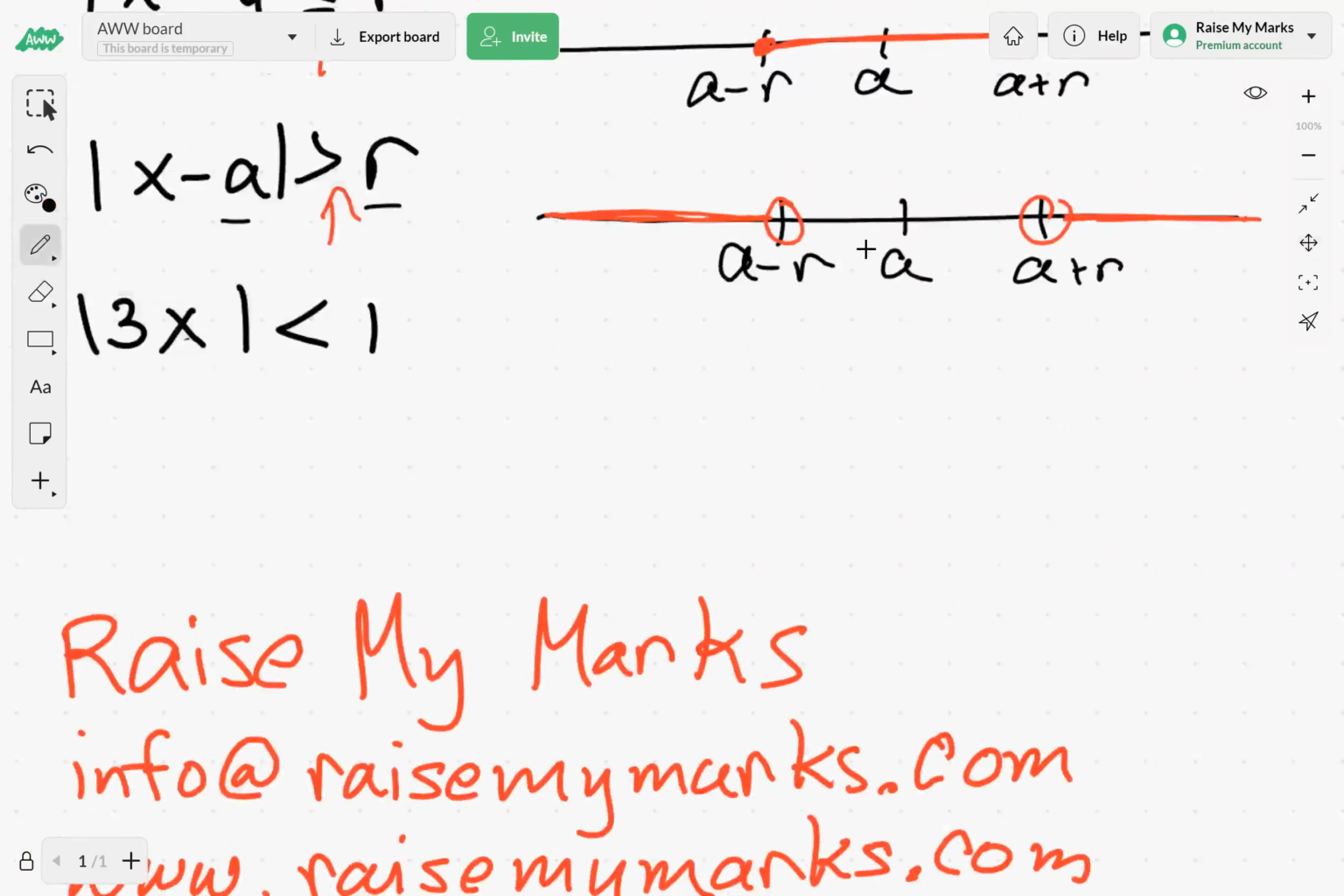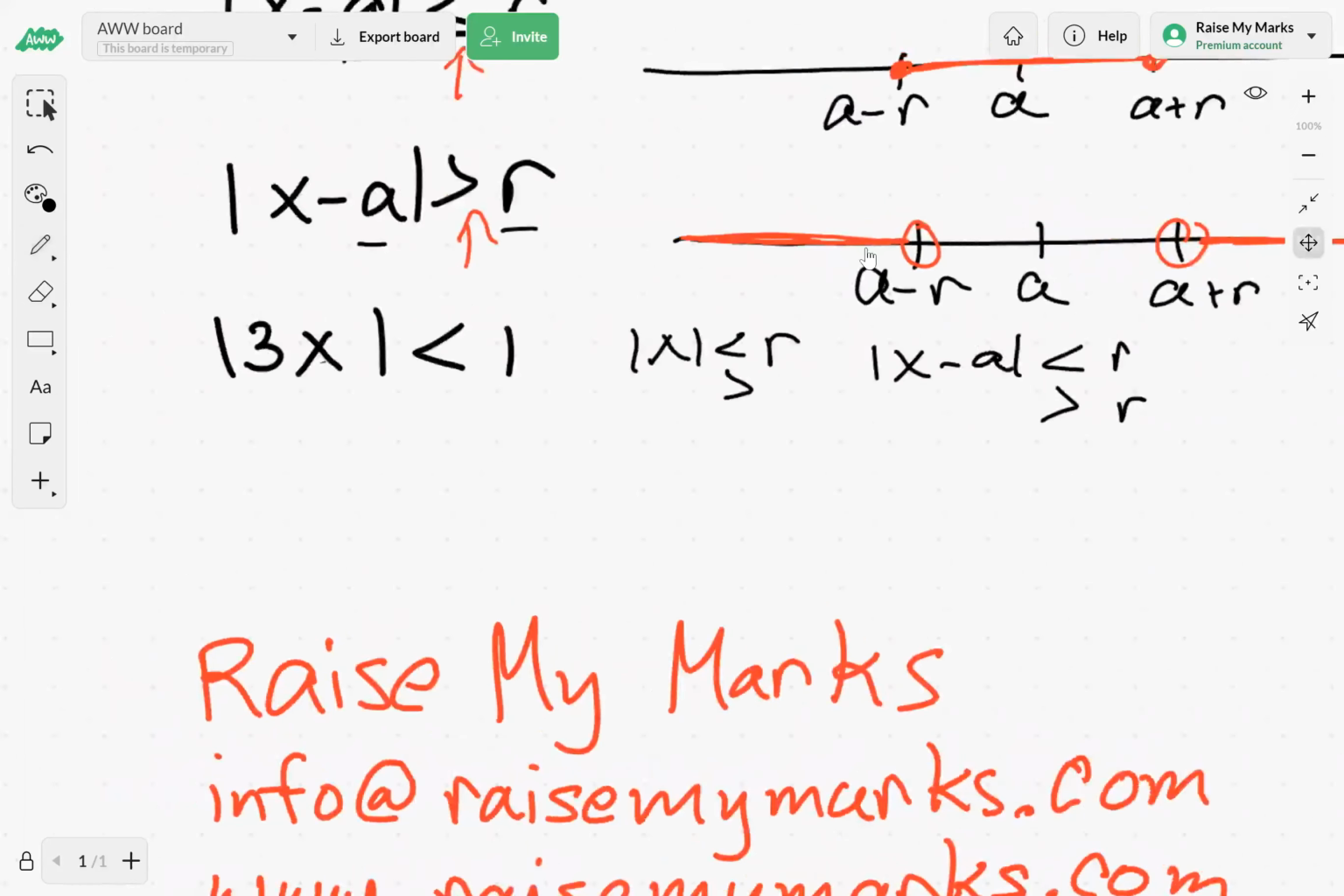All right, so one last example. So this one's a little different. Absolute value of 3x less than 1. So we want to take this inequality and turn it into one of the inequalities above. So either absolute value of x less than or greater than R, or absolute value of x minus A less than or greater than an R value. So let's have a look at this. On the left-hand side, we're going to evaluate this absolute value.